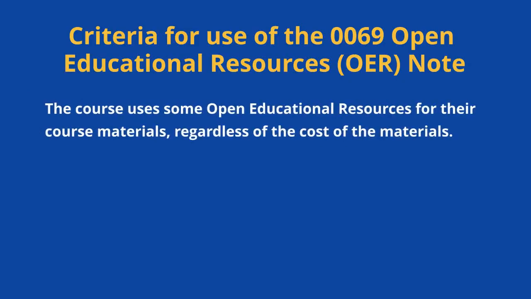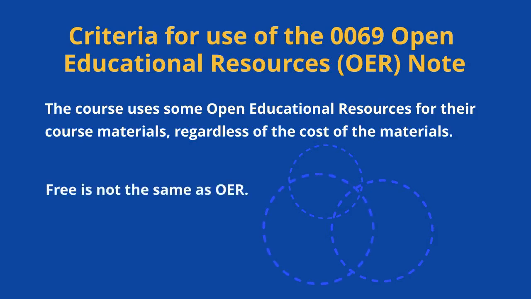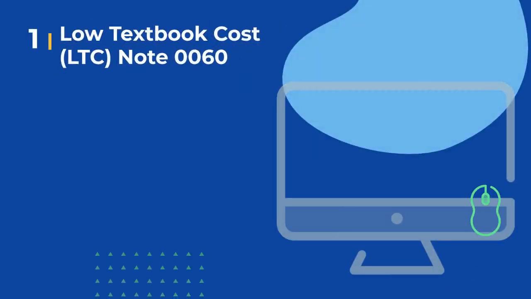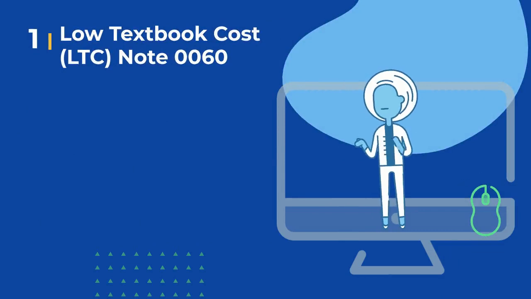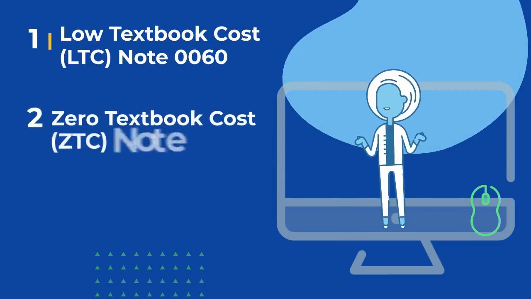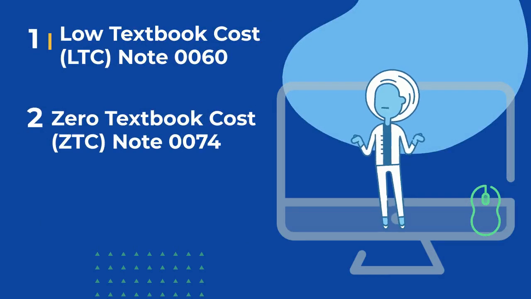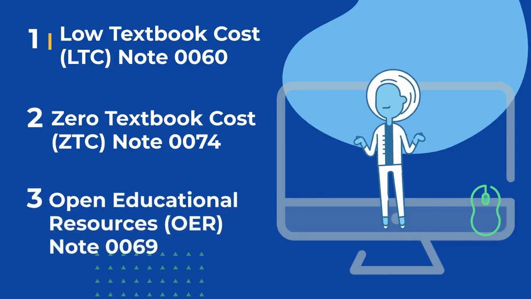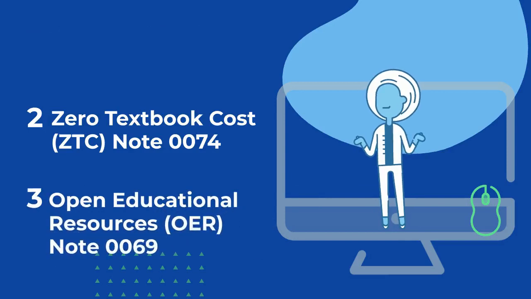The criteria for the use of the 0069 Open Educational Resource, OER, note is that the course uses some open educational resources for their course materials regardless of the cost of the materials. Please keep in mind that free is not the same as OER. Let's sum up what we covered today. Number 1. Low textbook costs, LTC, Note 0060. Number 2. Zero textbook cost, ZTC, Note 0074. Number 3. Open Educational Resources, OER, Note 0069.